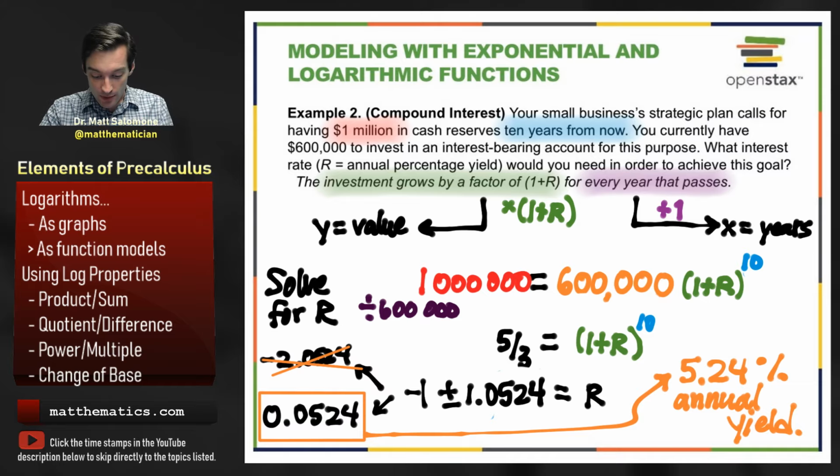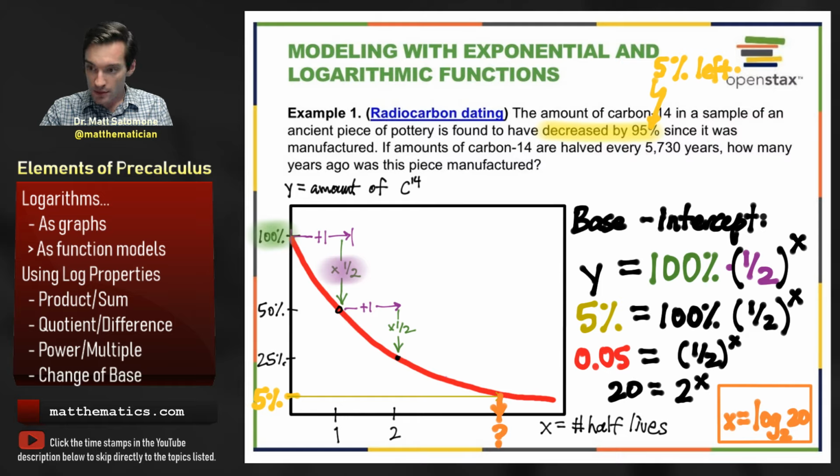But I want to return to the radiocarbon dating example. In this example, we solved this exponential model where the unknown was up in the exponent, and we found out that if only 5% of my carbon-14 is left, that log base 2 of 20 tells me how many half-lives of carbon-14 have elapsed since that piece was manufactured. But we don't know how to evaluate the base 2 log of 20. We don't know what this number is. And so we're going to need to learn some more properties of logarithms to get us through that.